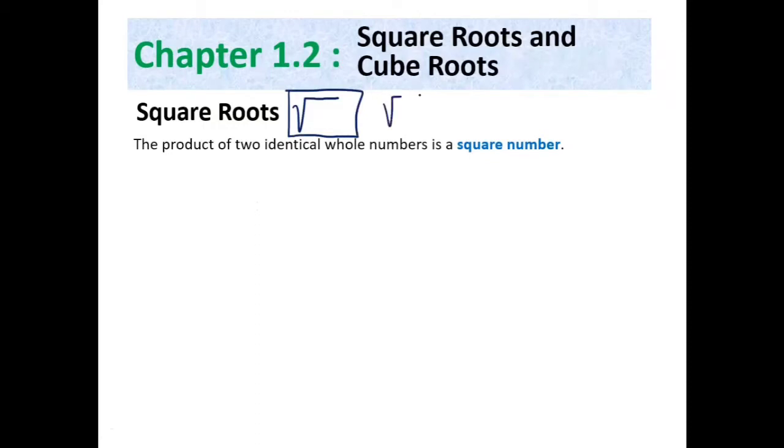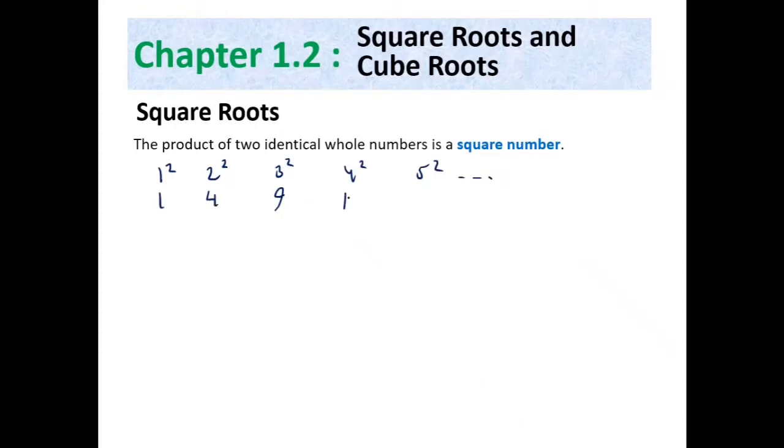For example, square root of 9 is something. So the product of two identical numbers is a square number. For example, 1 square, 2 square, 3 square, 4 square, 5 square, and so on. So this is 1, 4, 3 times 3, 4 times 4, 5 times 5. So this is square, right?